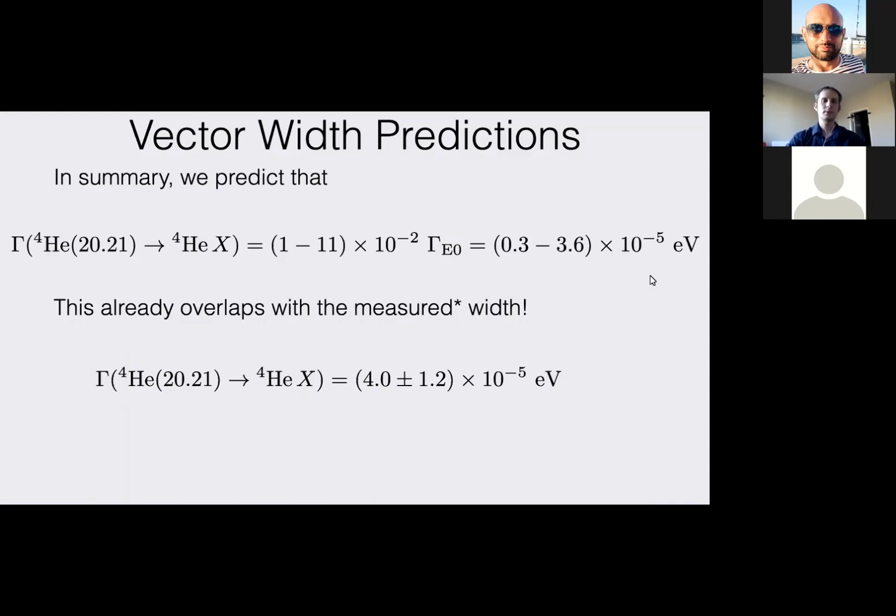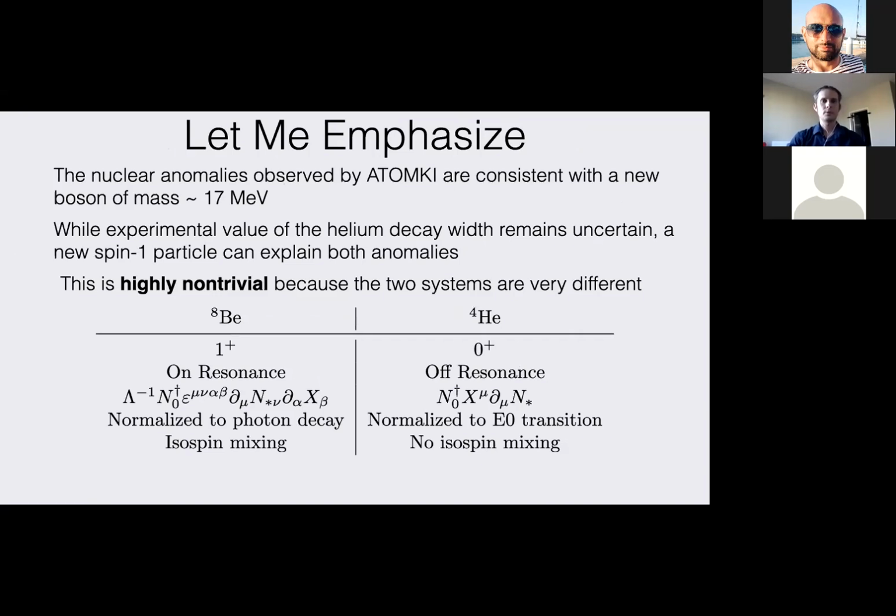But what's interesting is that that range does overlap with what we get from the ATOMKI measured result. If you take the width that they give in the helium paper and you fold in the uncertainties from the E0 transition, then we do have an overlap between these two, which is pretty non-trivial.